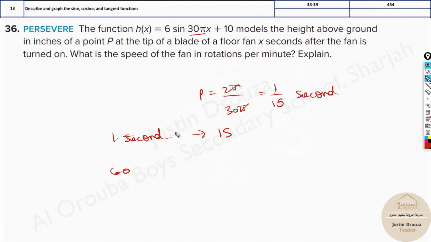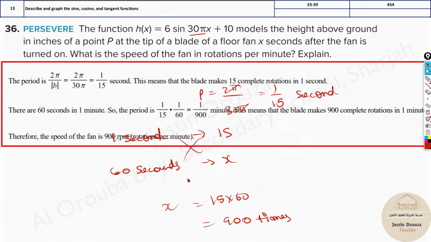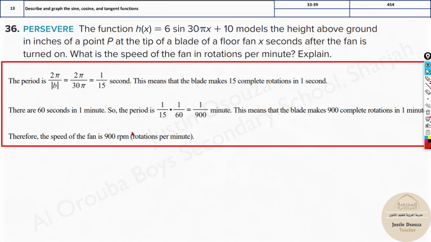So how many seconds are there in a minute? It's 60 seconds. How many times? x. So just take it to the other side and cross multiply. That is 15 times 60. Just solve this and you'll get the answer. 15 times 6 is 90, so 900 times. So 900 cycles occur in basically 1 minute. So that's the answer over here: 900 rotations per minute, RPM.